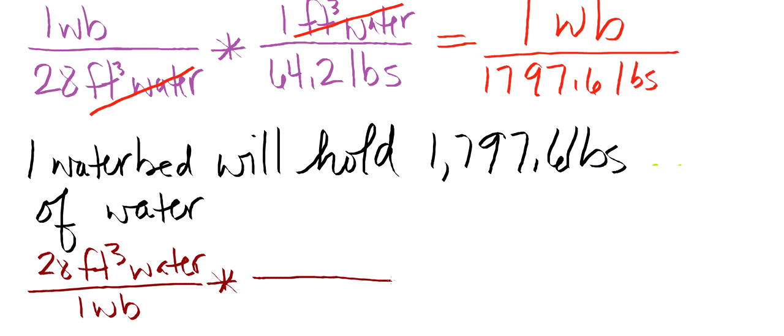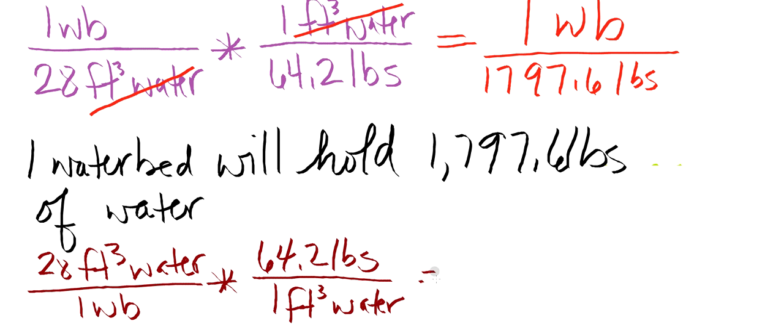So when I write the second fraction, I need to flip that second fraction upside down. I need to take the reciprocal of it. So I've got 64.2 pounds over 1 feet cubed water. Now, my feet cubed of water is still going to cancel out my feet cubed of water. And that's what we need to be looking out for.